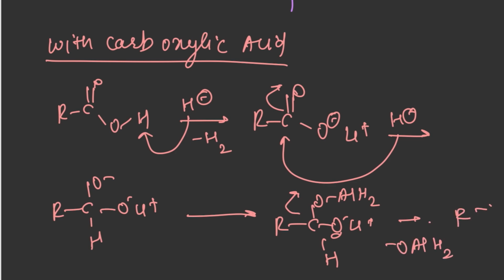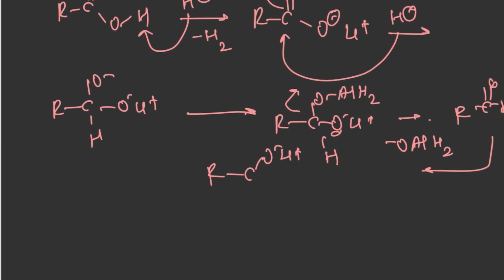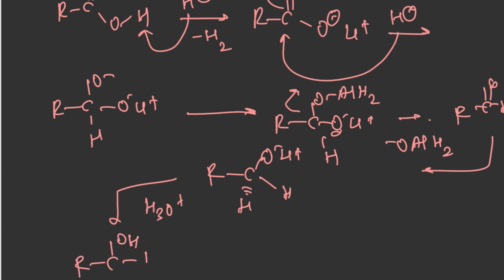Now again it reacts with LiAlH4. It will form RCO minus Li plus, with two hydrogens, one hydrogen here and one hydrogen here. Now on further hydrolysis, it will form RCH2OH, with two hydrogens. It will form alcohol.